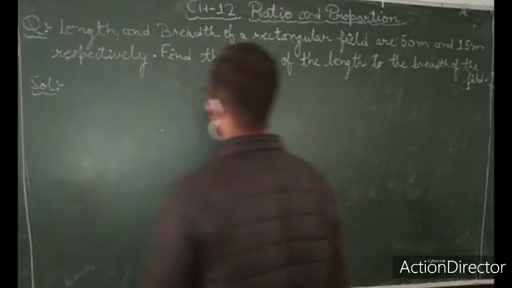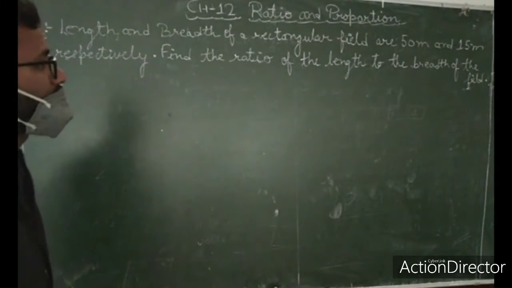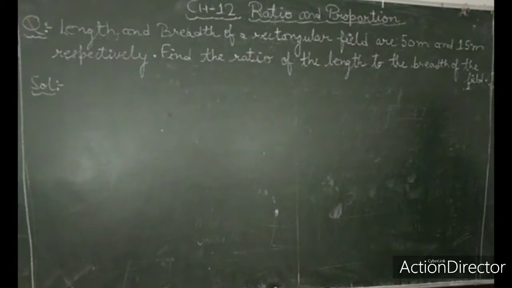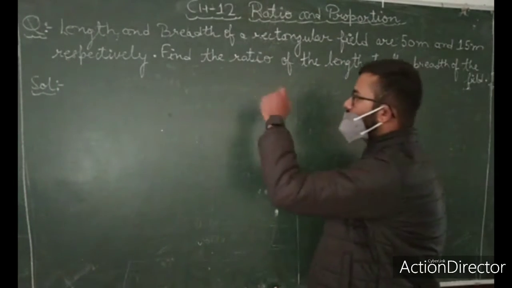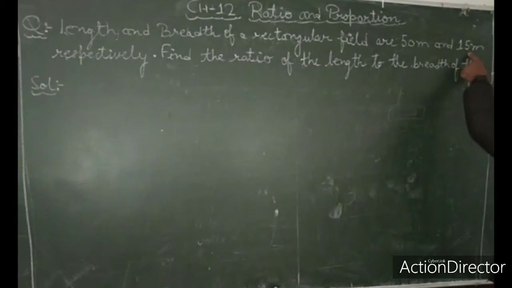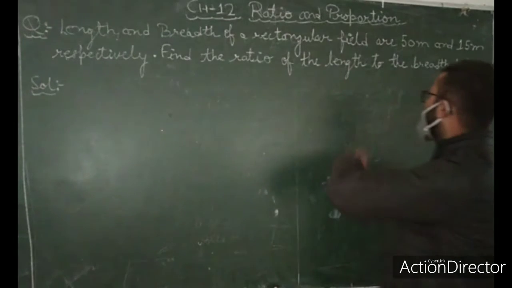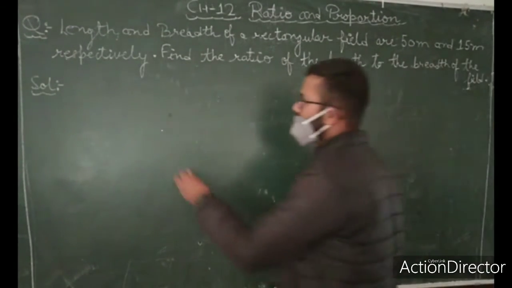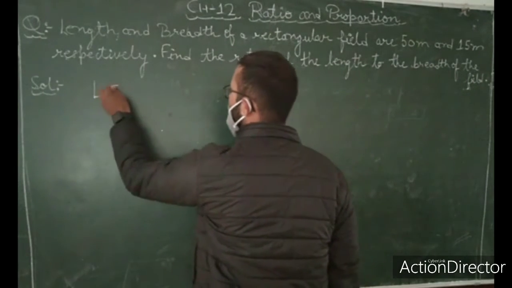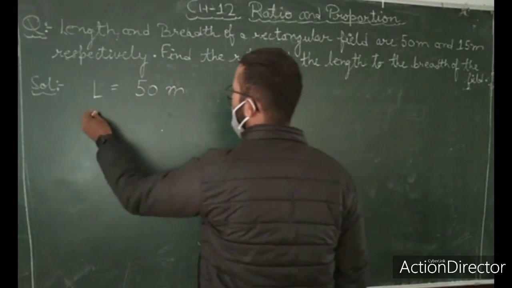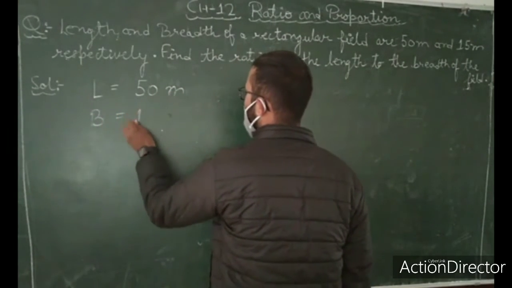Here is the first question. The length and breadth of a rectangular field are 50 meter and 15 meter respectively. Here, respectively means length equal to 50 meter and breadth equal to 15 meter. Find the ratio of the length to the breadth of the field. First we write the given values: length equal to 50 meter and breadth equal to 15 meter.